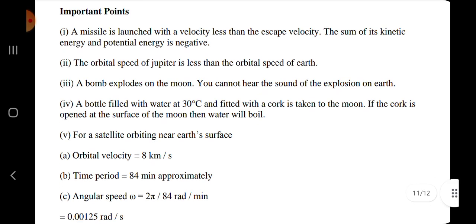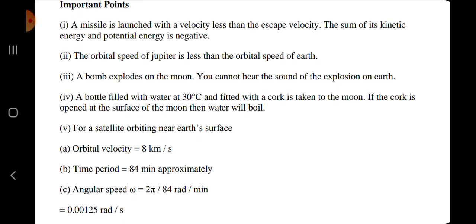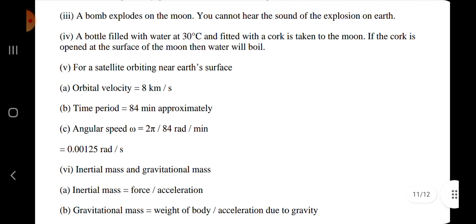Important points. A missile is launched with a velocity less than the escape velocity: the sum of its kinetic energy and potential energy is negative. The orbital speed of Jupiter is less than the orbital speed of Earth. A bomb explodes on the Moon: you cannot hear the sound of the explosion on Earth. A bottle filled with water at 30 degrees Celsius and fitted with a cork is taken to the Moon. If the cork is opened at the surface of the Moon, then the water will boil.